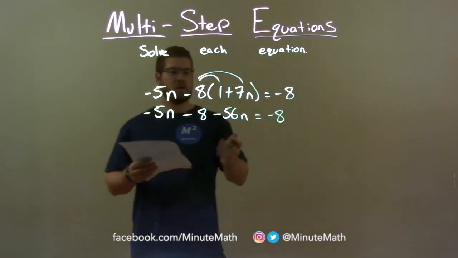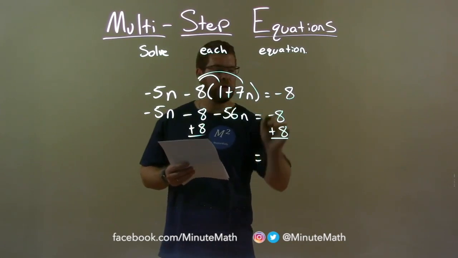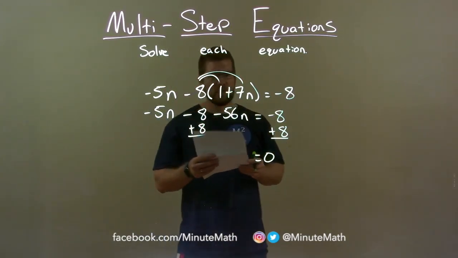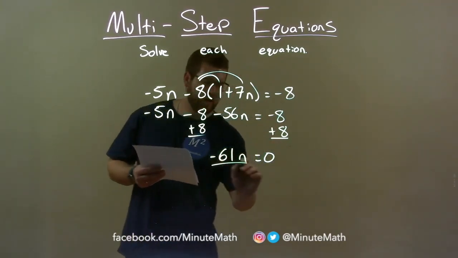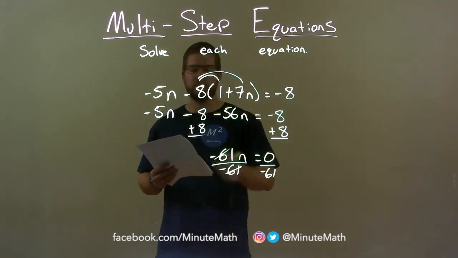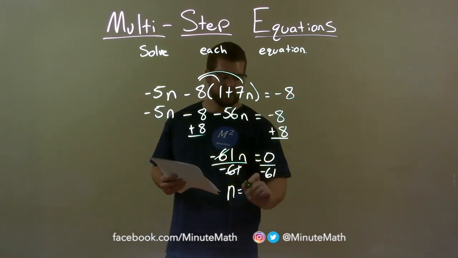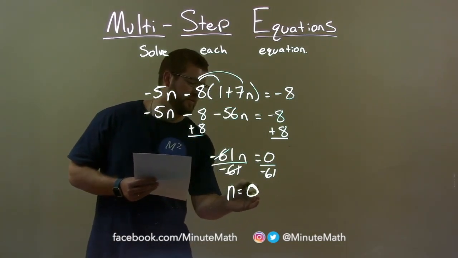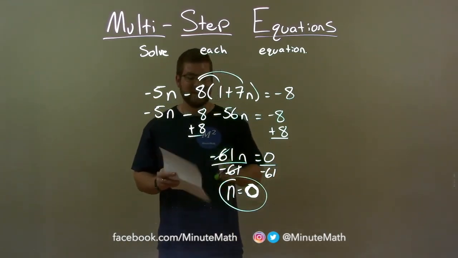From there, we want to combine our like terms, so I'm going to add an 8 to both sides. Leaving me on the right, negative 8 plus 8 is 0. Negative 5n and negative 56n come out to be a negative 61n. Divide both sides by negative 61, and 61's cancel on the left, giving me n by itself. And 0 divided by 61 is, be careful, 0. Well, that almost looks like a Hershey Kiss, but it's a 0. There we go, it's a 0. And so our final answer here is just n equals 0.